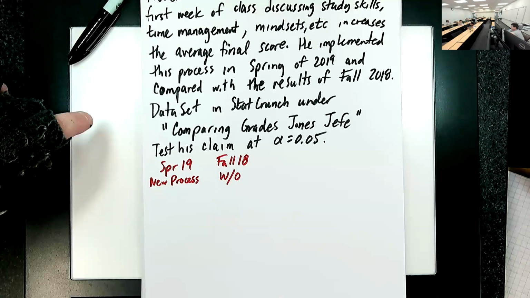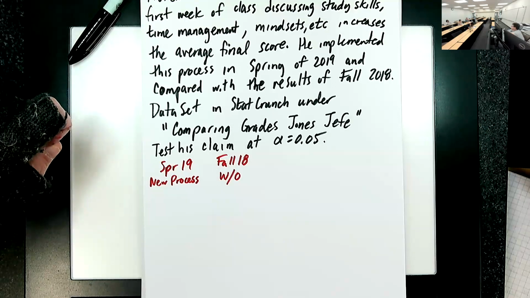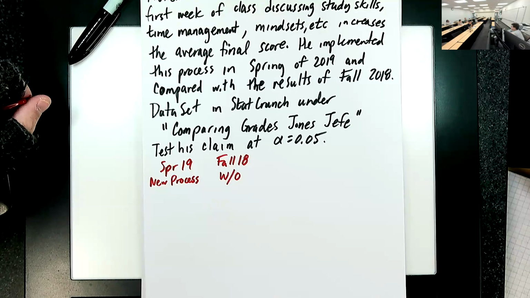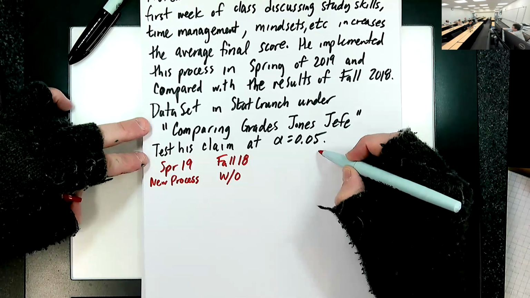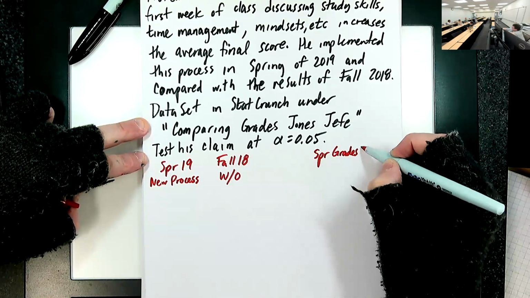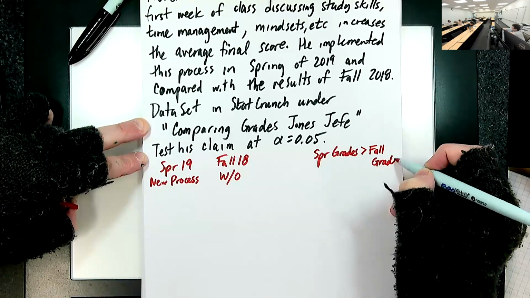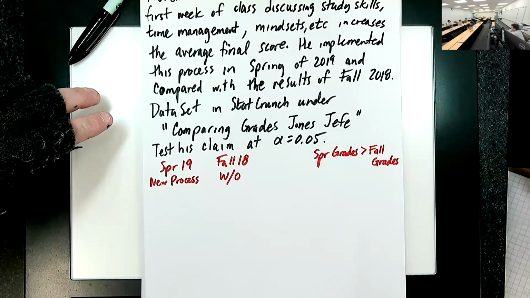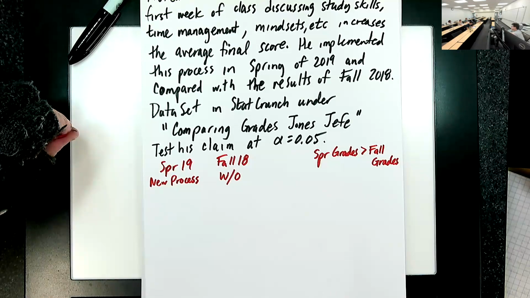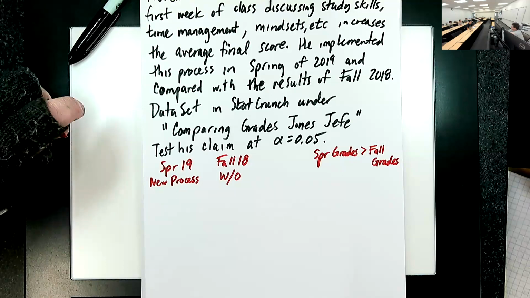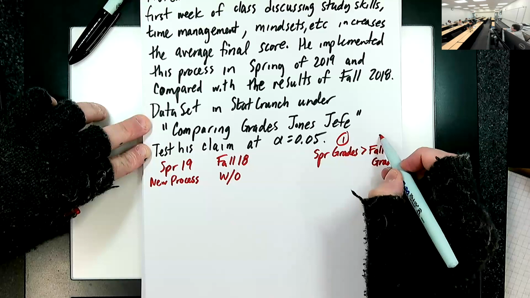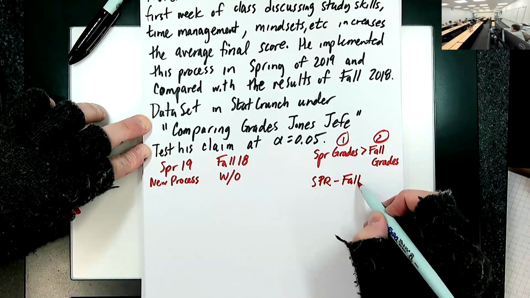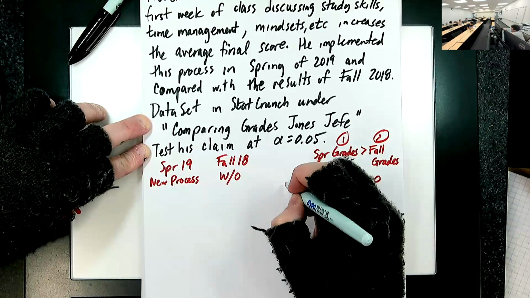So if I think the final grades were improved by the process, what kind of connection should I make between spring 19 and fall 18? Spring is greater than fall, right? Spring grades are greater than fall grades. That's probably a little more helpful. Remind me later on what HA is. We're not using MD, it's mu D. So this will be group 1. This will be group 2. And if I subtract it over to the left, I have spring minus fall is greater than 0. That'll be HA.